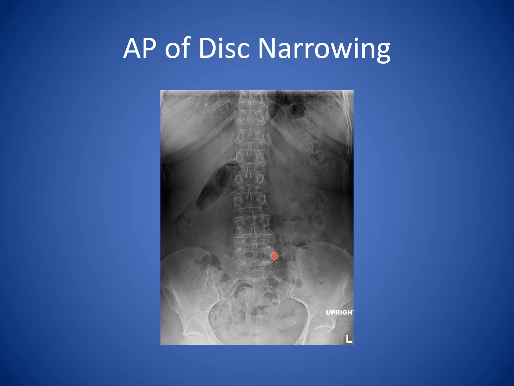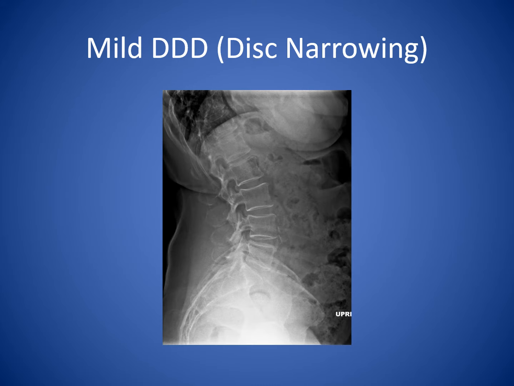So this is an AP of a disc narrowing where you can see a little bit of an angular collapse at L4-5 and some disc narrowing at L5-S1. Obviously, on an AP, it's harder to determine disc narrowing than on a lateral. Here is mild disc narrowing. This is at L4-5, where you can see that L3-4 is a thicker disc than L4-5. So if you had an MRI, there'd probably be some degenerative change here at L4-5 and maybe even at L5-S1.